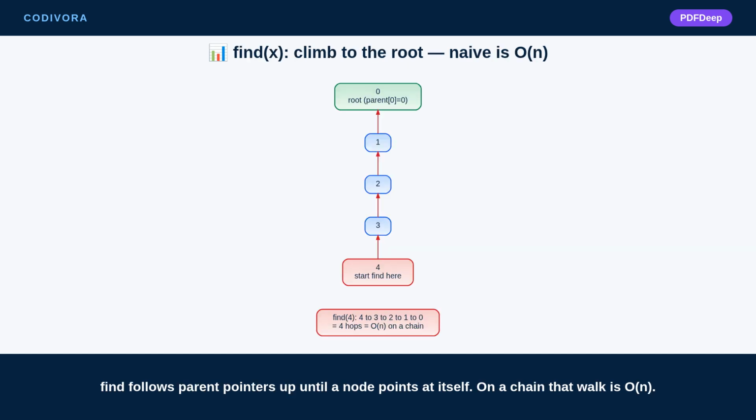Find is just a climb. Start at x, and while x does not point at itself, move up to its parent. When you stop, you are at the root. The cost is the height of the tree above x. On a nice flat tree, that is a hop or 2. But look at this chain, 0 to 1 to 2 to 3 to 4. Find of 4 must walk 4 steps to reach the root 0. That is O of n, a linked list wearing a tree costume. This bad shape is exactly what the next two tricks fix.